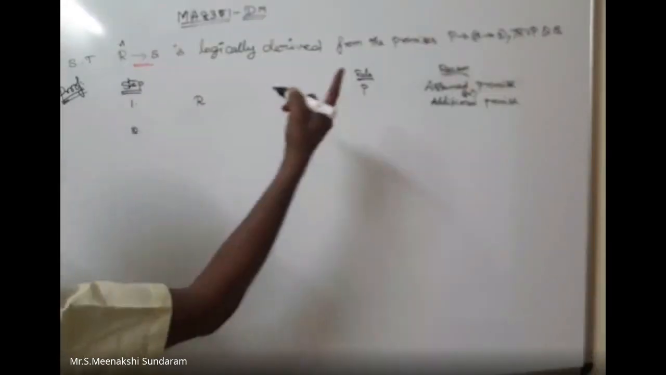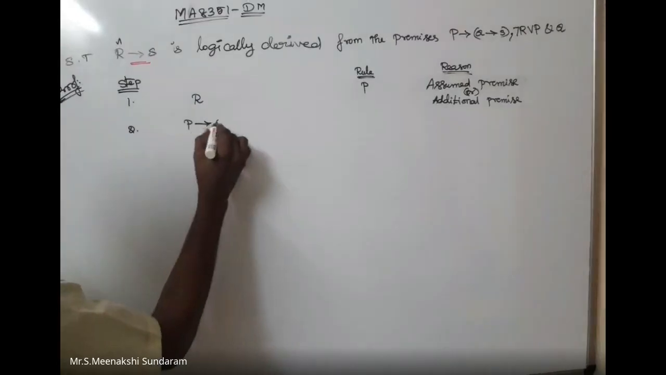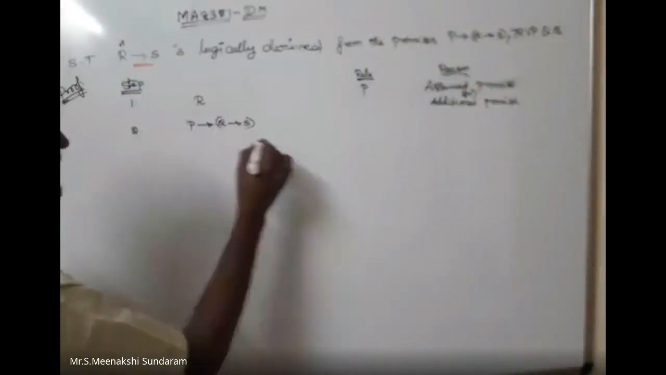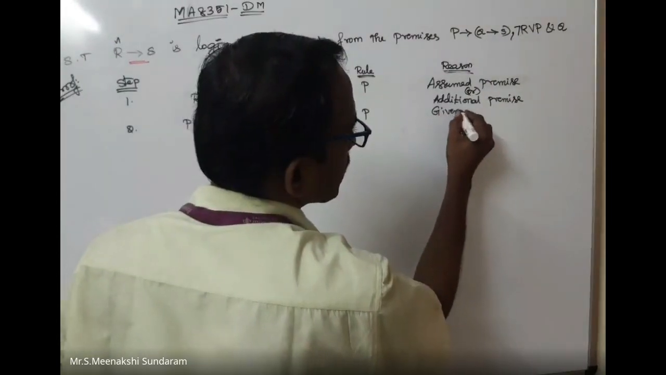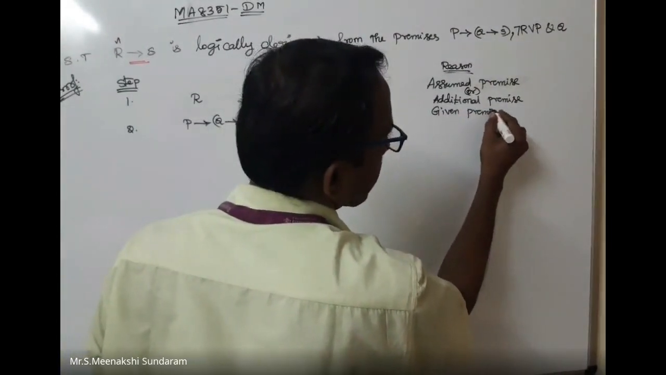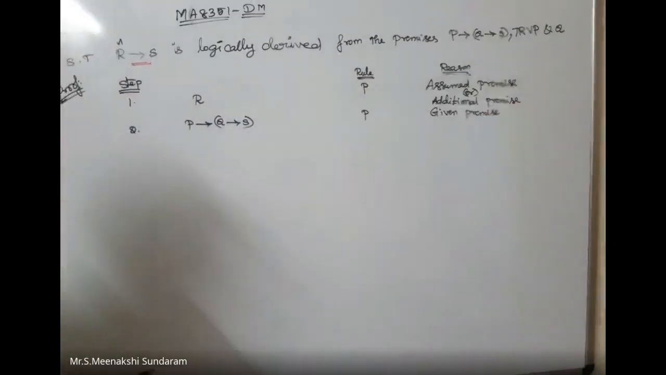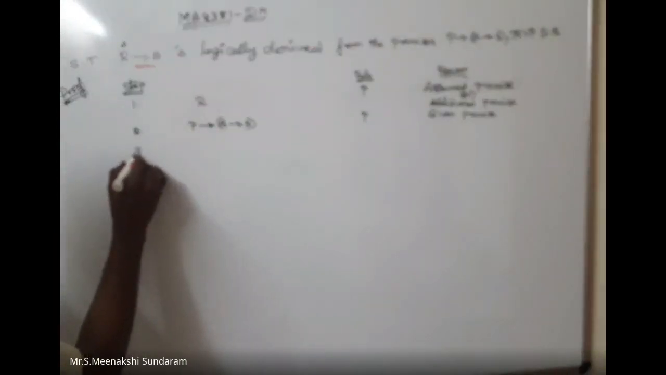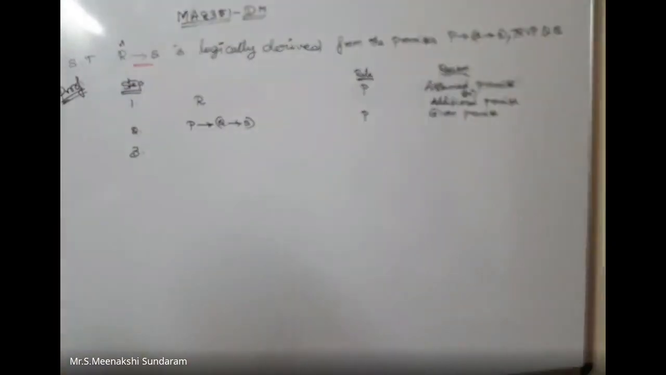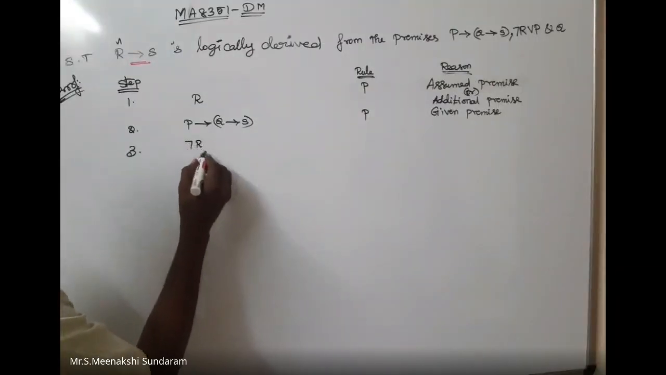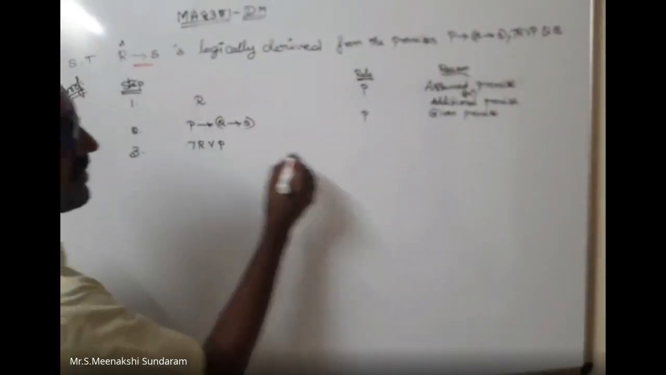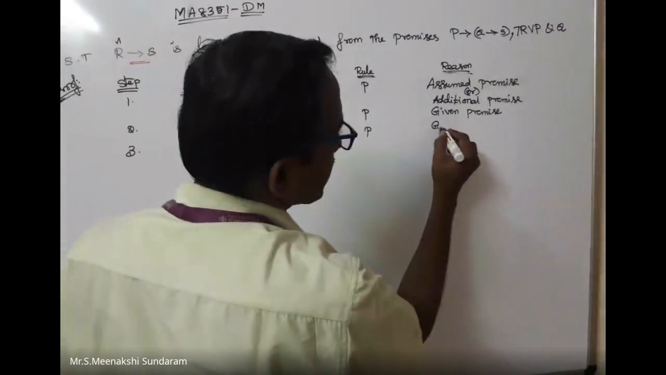Second step, now I can write P tends to Q tends to S. That is rule P, the given premise. The additional premise, and this is the given premise. Third step: now we can take any other premise, negation or disjunction P. That is also a given premise.